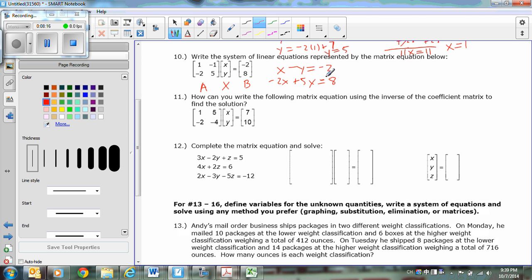All right, now we're done at that point. The directions just said to write the system of linear equations. We don't need to solve it. All we need to do is write the system. So at that point, we're done.